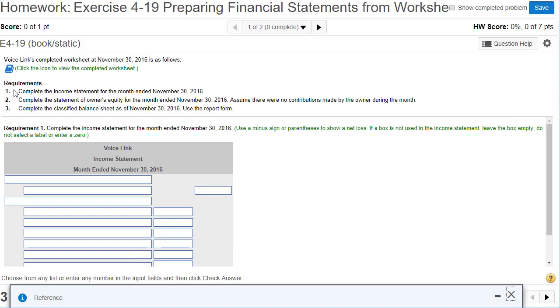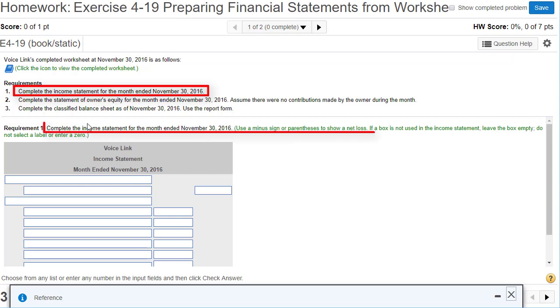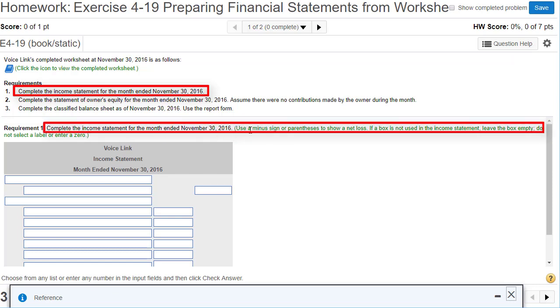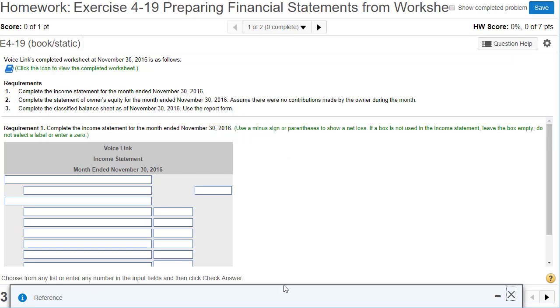All right, so requirement, we need to complete the income statement for the month ended November 30th. Use a minus sign or parentheses to show a net loss. If a box is not used in the income statement, leave it empty. Do not enter a zero. Do not enter a label.